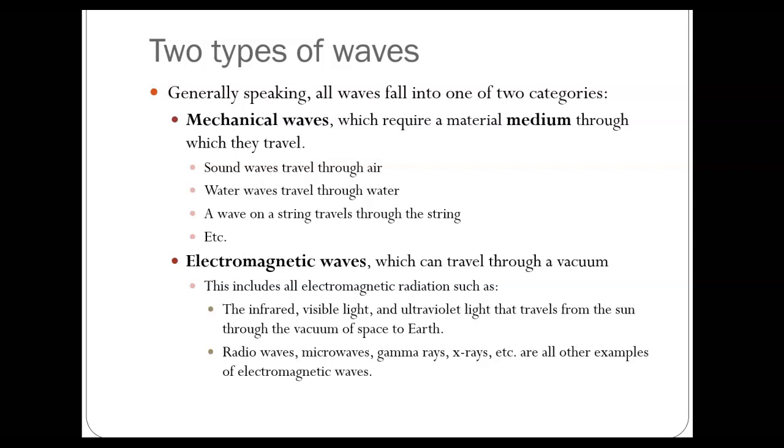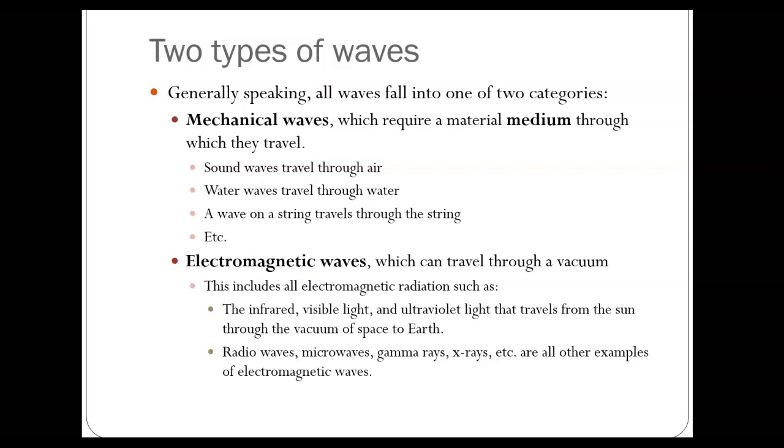Now, most waves require some type of medium to travel through. Electromagnetic waves are the only type of wave which do not require a medium. They can travel through a medium. There's absolutely nothing wrong with electromagnetic waves traveling through a medium, but they do not require one. They can travel through what's called a vacuum. So the only waves capable, for example, of traveling through outer space are electromagnetic waves, because those don't require a medium to travel through.